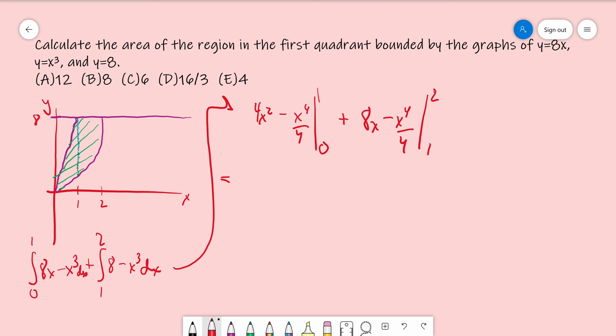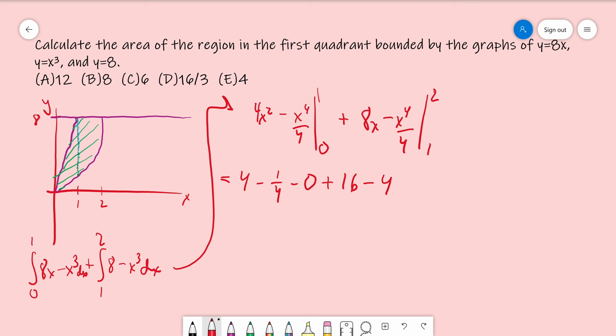Okay, well, if we plug in a 1, 4x squared is just going to be 4, and x to the 4th over 4 is just going to be 1/4. And if we plug in 0, that's just going to be 0 minus 0. The second part is going to be 8 times 2, which is 16, minus 2 to the 4th, which is also 16, divided by 4 is just going to be 4. So that's minus 4.